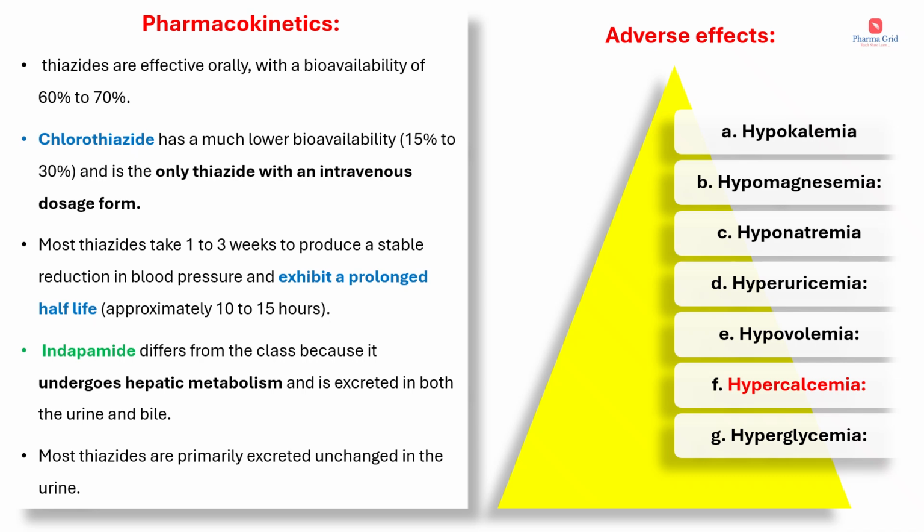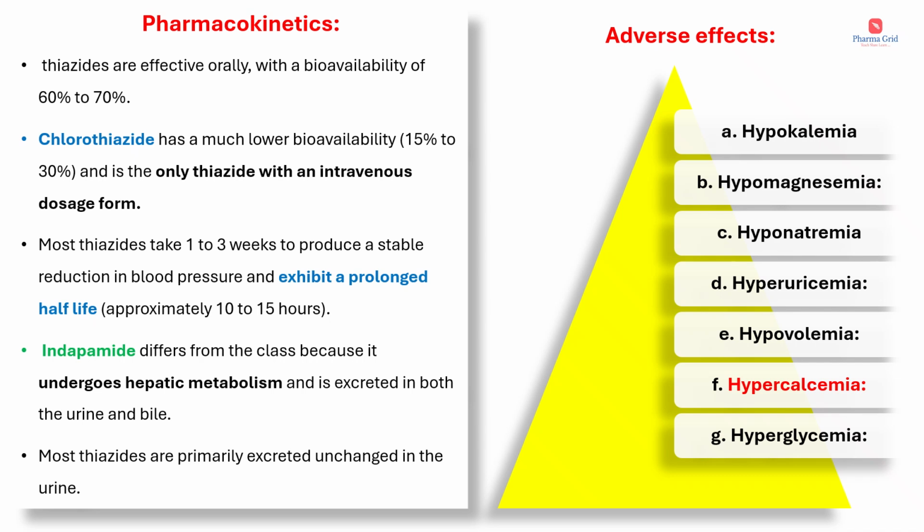Coming to the pharmacokinetics of thiazide diuretics, thiazide diuretics are orally effective with a bioavailability of 60 to 70%. Chlorothiazide has a much lower bioavailability, that is 15 to 30%, and it is the only thiazide with an intravenous dosage form. All the others are orally available. Most thiazides take 1 to 3 weeks to produce a stable reduction in blood pressure and exhibit a prolonged half-life, approximately 10 to 15 hours. Indapamide differs from the class because it undergoes hepatic metabolism and it is excreted in both the urine and bile. Most thiazides are primarily excreted unchanged in the urine.